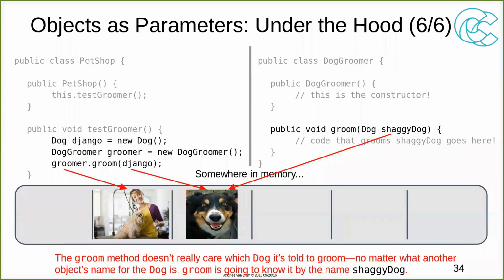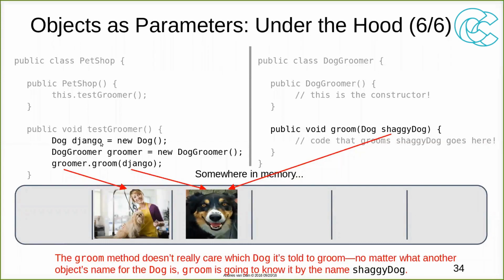Hello. Yes, sir. I had a doubt. How are Django and Shaggy Dog pointing to the same memory location? Is it because of the method? No. Like I said just now, when you create a new instance of the dog, Django is pointing to this particular memory location.